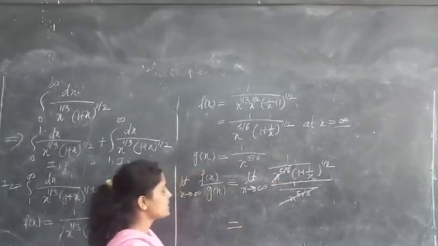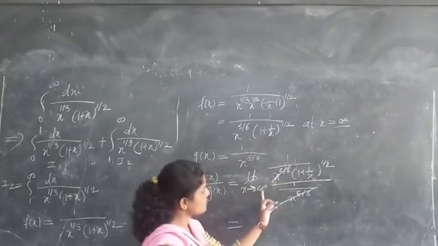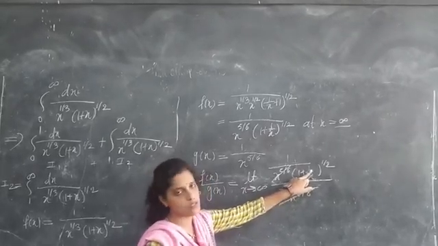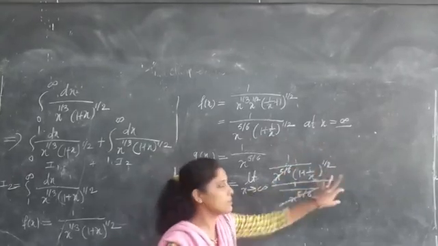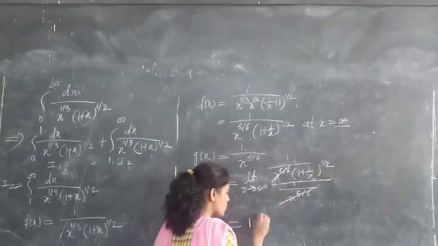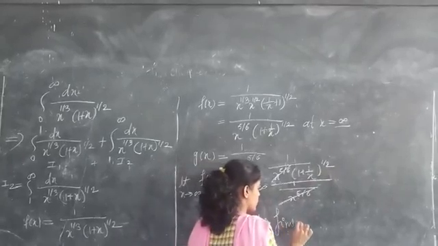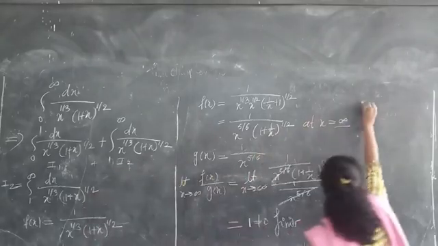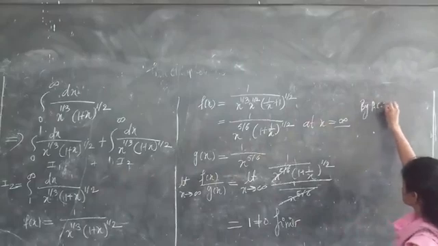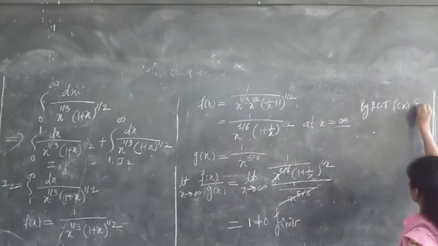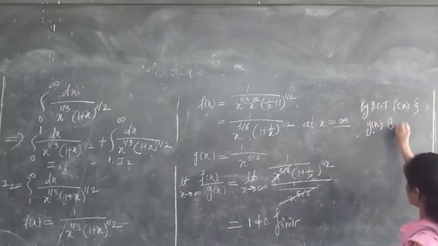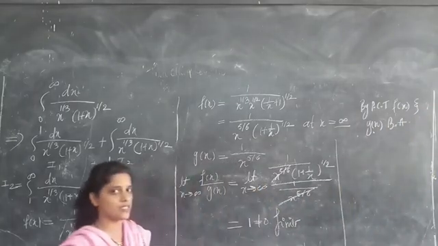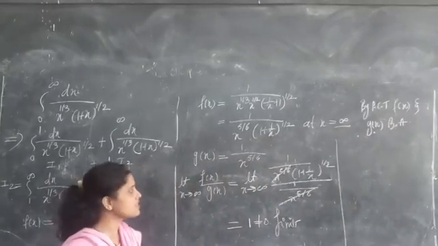If we substitute x equal to infinity, 1 by infinity is 0, and 0 plus 1 is 1, and 1 to the power 1 divided by 2 is 1. So the limit is 1, which is not equal to 0, and it is finite. Since this is finite, by the limit comparison test, f of x and g of x behave alike.